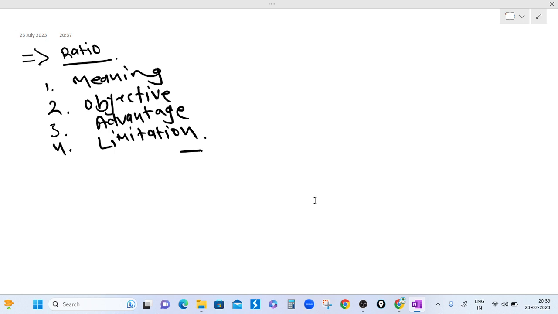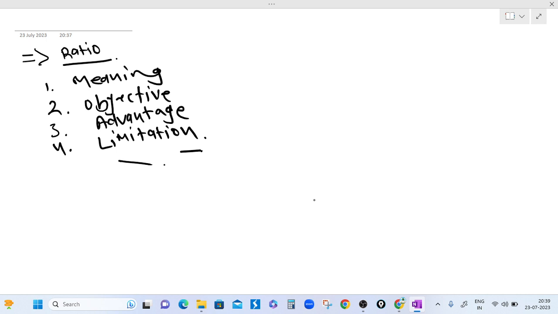In this chapter, today we will cover four topics. First of all, we will understand what is the meaning of a ratio. After that, why companies do ratio analysis, so the objective of the ratio analysis. Then we will cover what is the advantage for the company, and the limitations also we will cover over here. Okay. So first, let me tell you in a summarized way the meaning of the ratio.